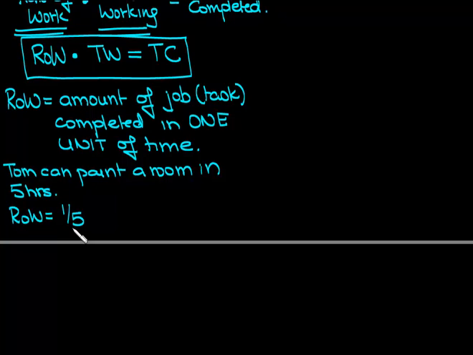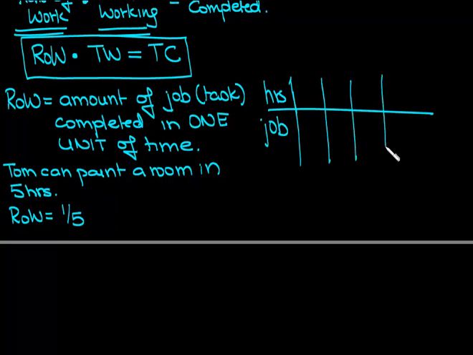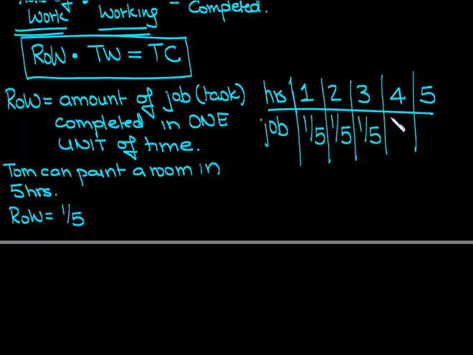So for example, just to show you, here's a breakdown of his job. This is hours, this is the job. This is the first hour, second hour, third hour, fourth hour, and the fifth hour. So now he starts painting the room. After the first hour, he would have painted 1/5 of the room. After the second hour, he would paint another fifth of the room. The third hour, another fifth. Fourth hour, another fifth, and the fifth hour, another fifth.